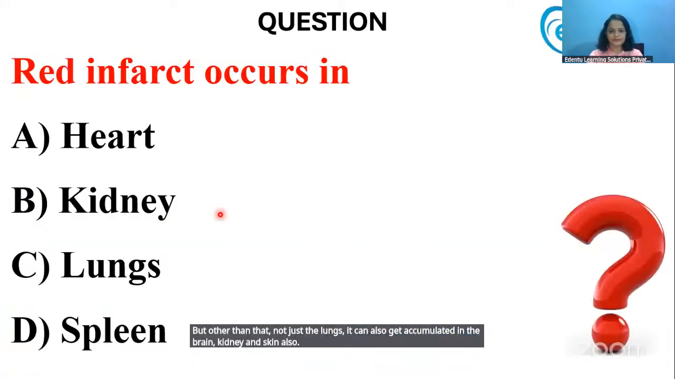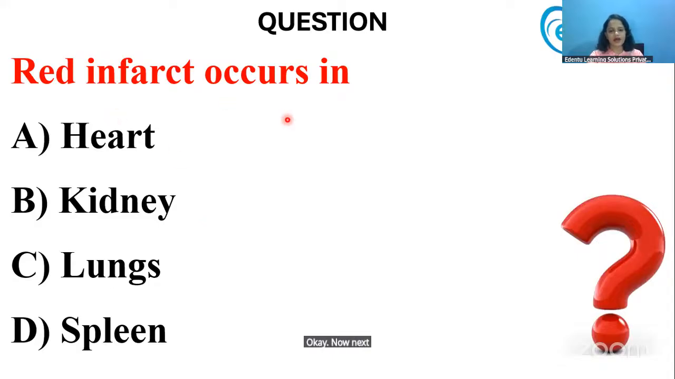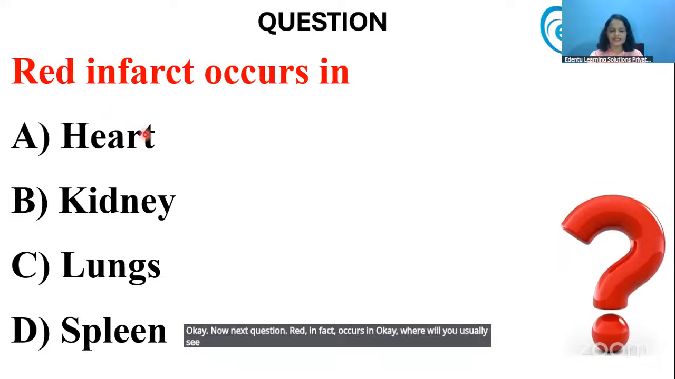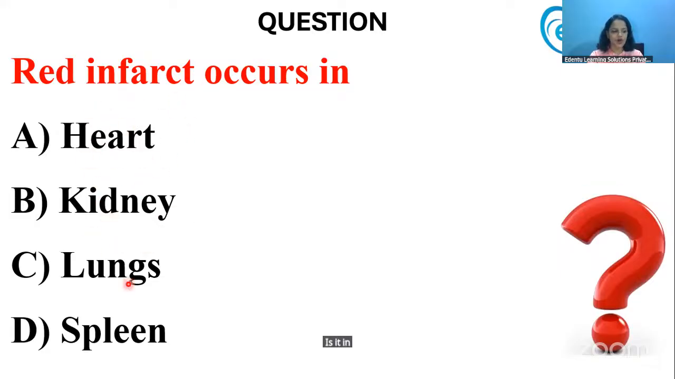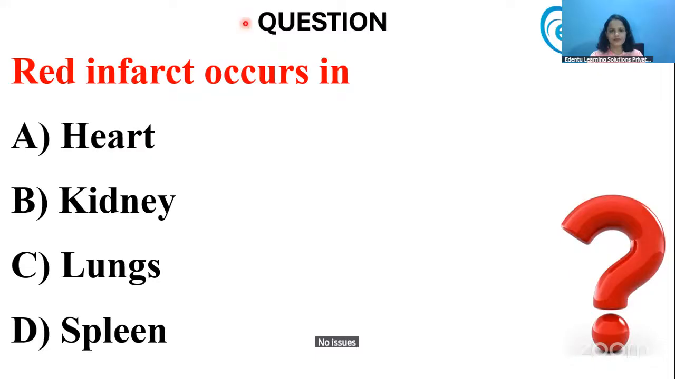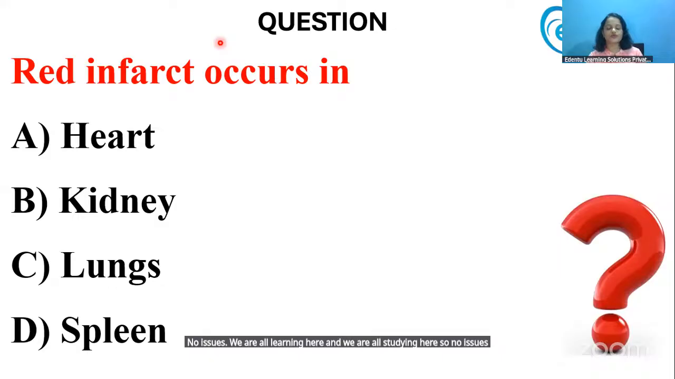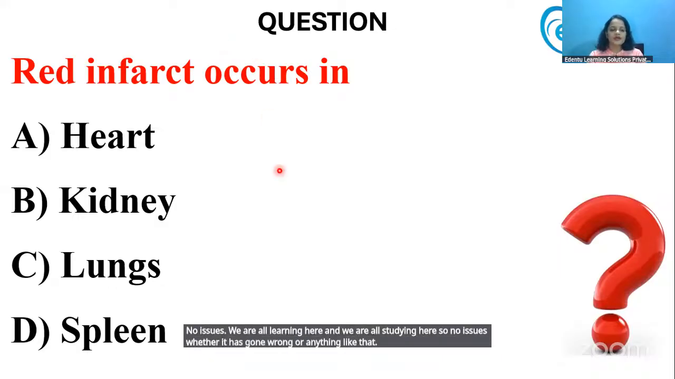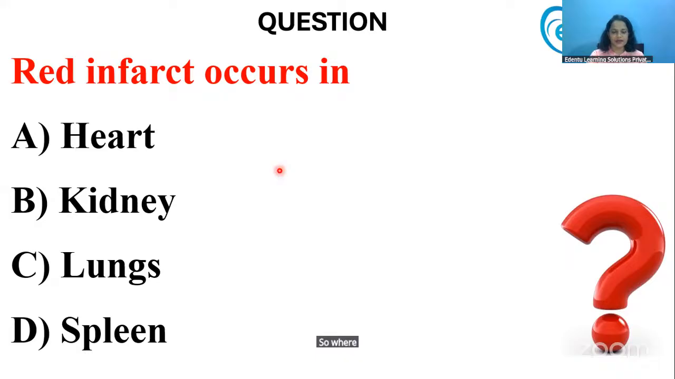Now, next question. Red infarct occurs in. Where will you usually see this red infarct? Is it in heart or kidney or lungs or spleen? Doctors, if you know the answer, you can put it in the chat box. No issues, even if it is going wrong. We are all learning and studying here, so no issues whether it has gone wrong or anything like that. So where will you see this red infarct? Yes, doctors, you are right. It is option C, lungs.